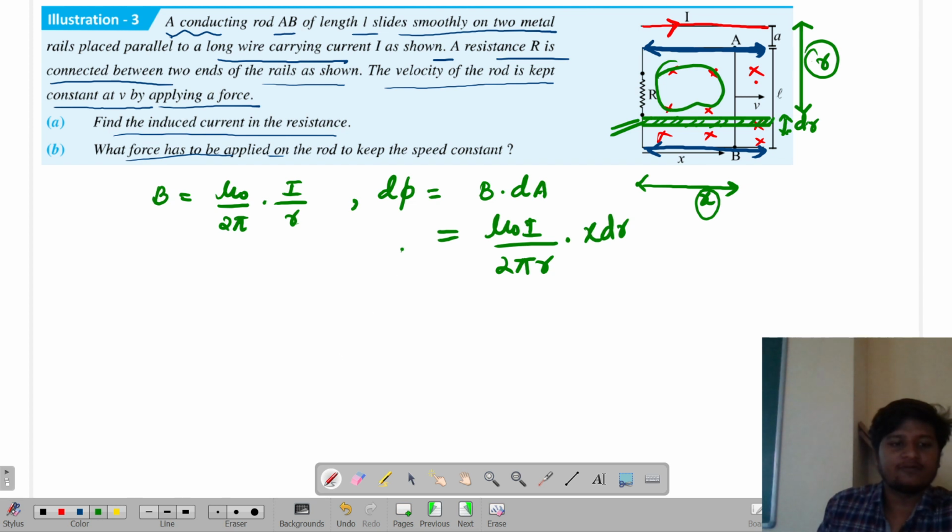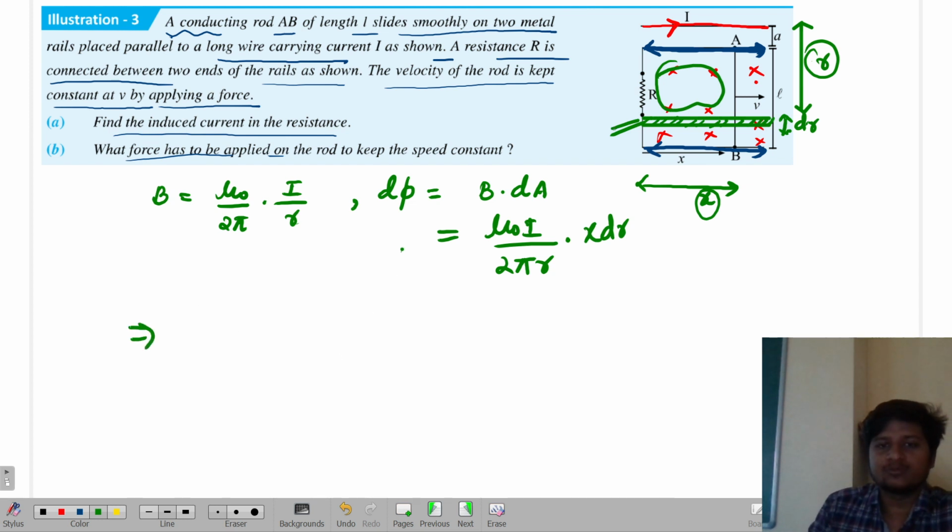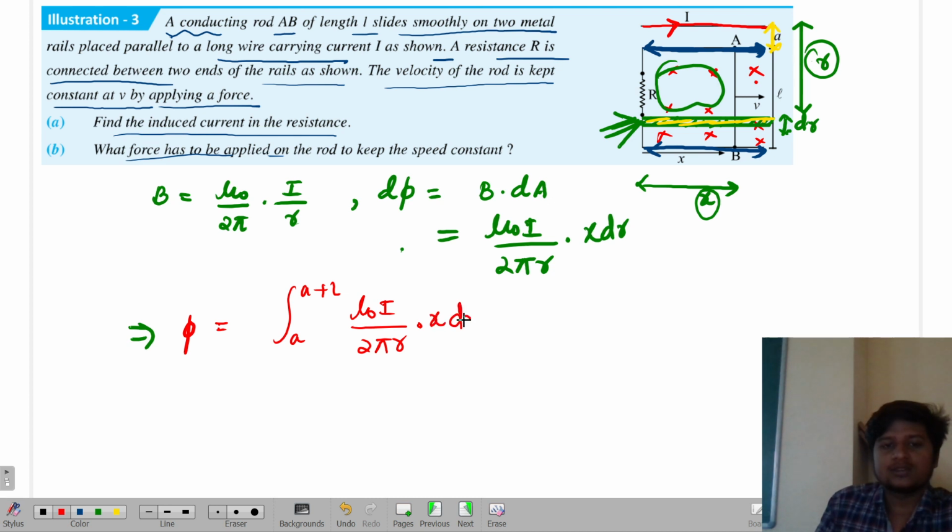Now, if I know the d phi, in this smaller width we calculated our flux. If we integrate from A to A plus L, where this gap is A and this is L, can I get the total flux? So the total flux of the system will be the integral from A to A plus L of mu naught I by 2 pi R times x times dr.